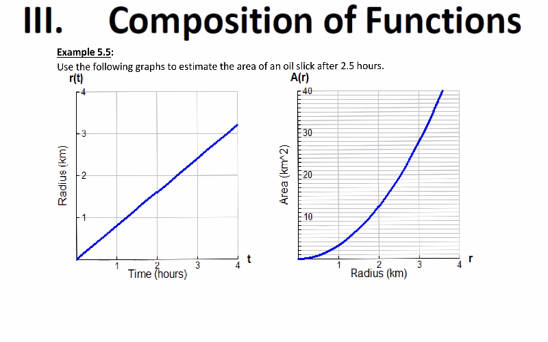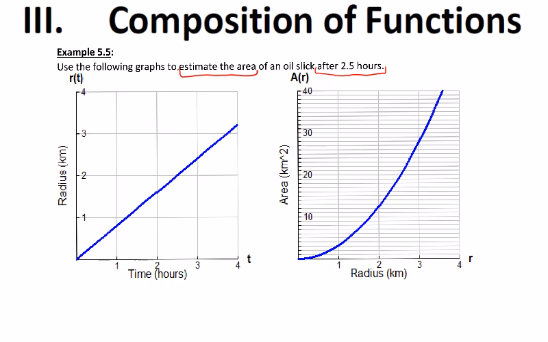So this first example is going to help to show a little bit more about what I'm trying to explain here, and then we'll get into the definition and some other examples later on. What I want you to see here is it says use the following graphs to estimate the area of an oil slick after 2.5 hours. So the idea is that oil is being spilled into maybe some kind of body of water, ocean, Gulf of Mexico, something along those lines.